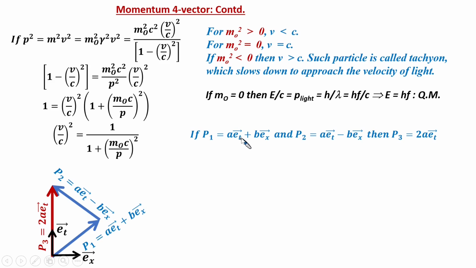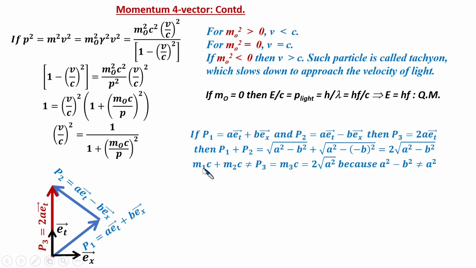If p1 is this and p2 is a e t minus b e x, then p3 is 2a e t, which we have seen here. But if you do it like this, then p1 becomes square root of a square minus b square. This is in Minkowski space, so I have to write this separation or distance as a square minus b square, as we have discussed so far, unlike the Pythagorean way where p1 would be the square root of a square plus b square. Then for p2, I write a square minus of minus b square, which becomes plus, so I get twice the square root of a square minus b square.